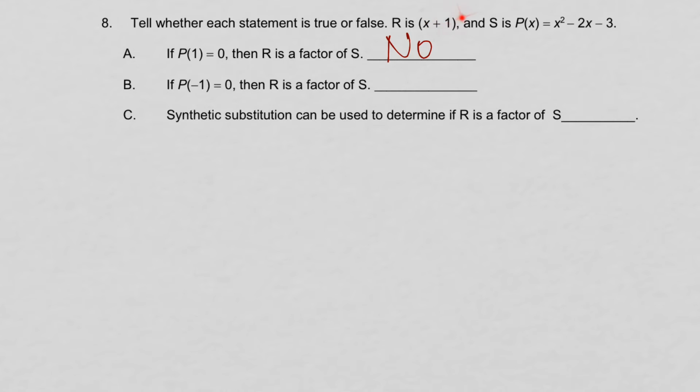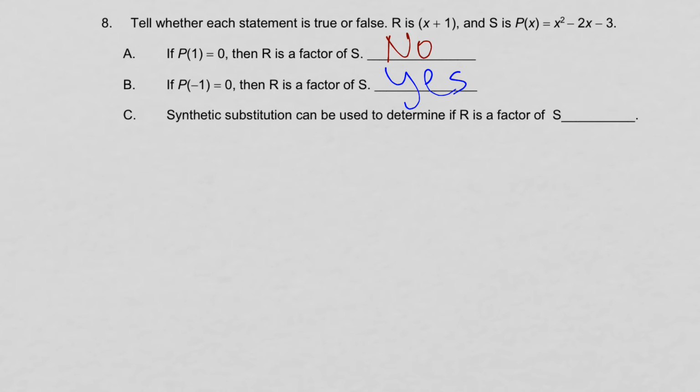If this is a factor of that, then what happens when I plug in negative 1, then I get 0, right? Because when this is a factor, it's the same thing as doing synthetic division by negative 1 and getting 0. That means that this is a factor, which is part B. If p of negative 1 equals 0, then r is a factor. Yes. Actually, it says true or false, and I'm writing yes or no, but it's the same thing. First one false, second one true.